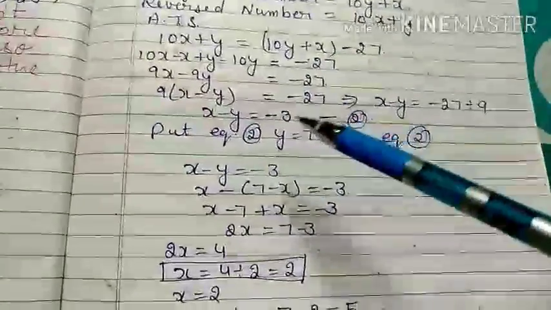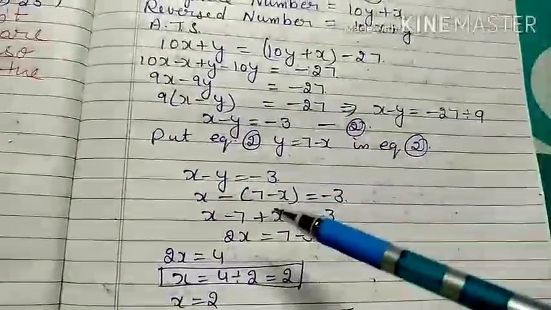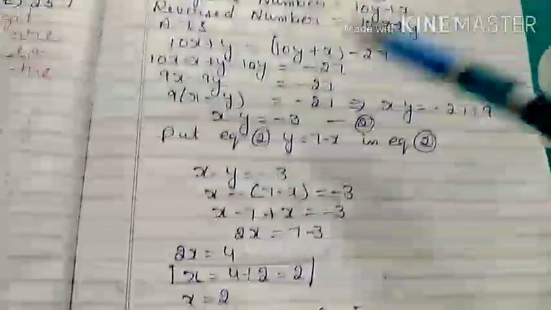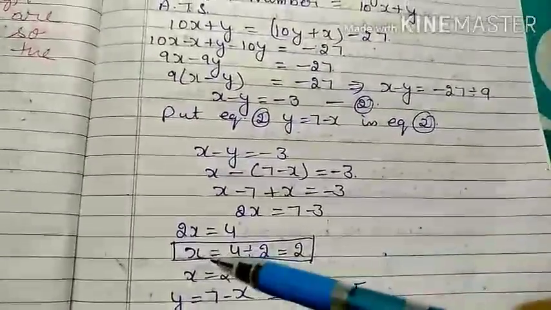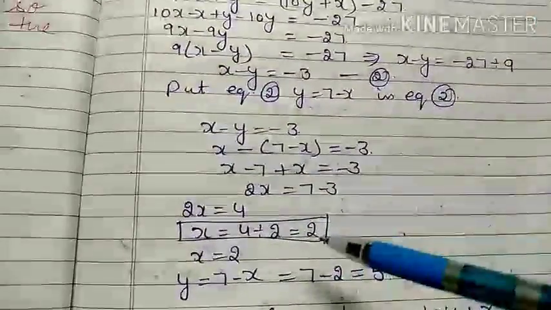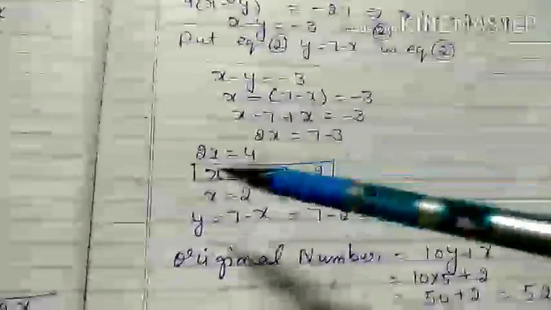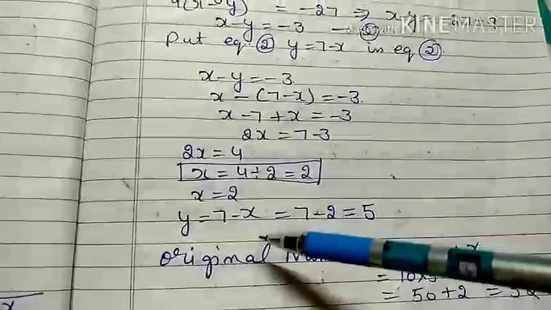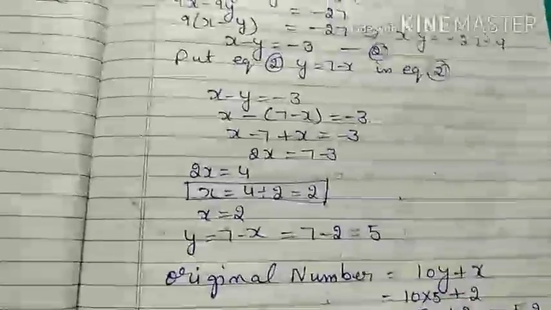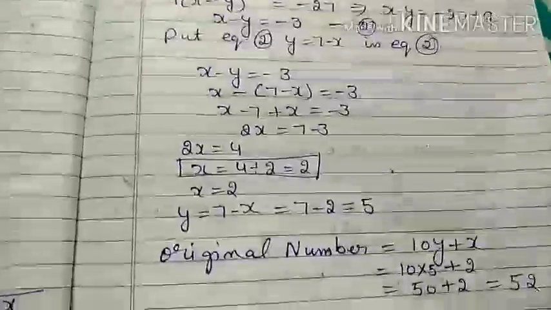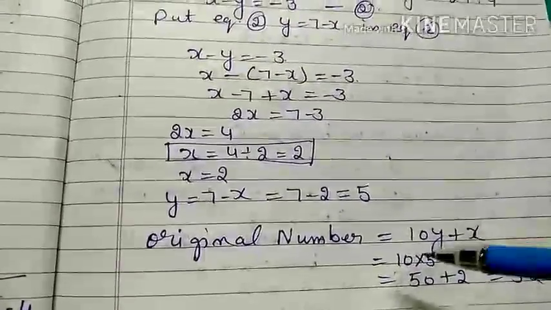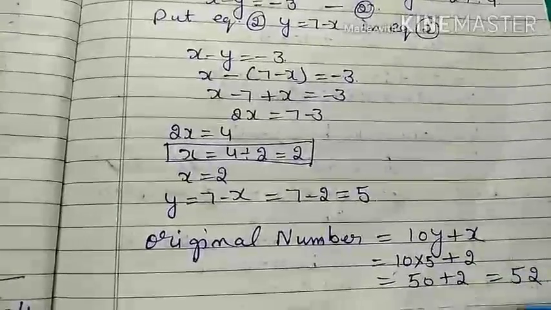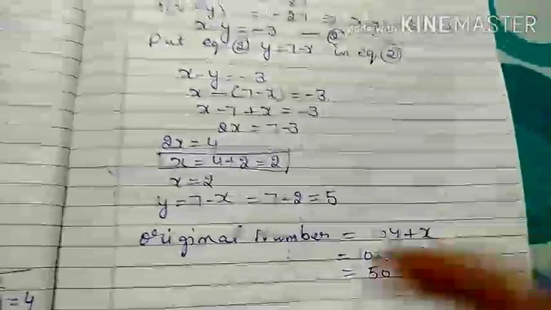Substitute the first equation in the second equation, that is y is equal to 7 minus x. You get 2x is equal to 7 minus 3, 2x is equal to 4, x is equal to 4 divided by 2 is equal to 2. x is equal to 2, y is equal to 7 minus x is equal to 7 minus 2 is equal to 5. So what is your original number? Original number is 10y plus x. 10 into 5 plus 2, 50 plus 2 is equal to 52. That will be your original number.